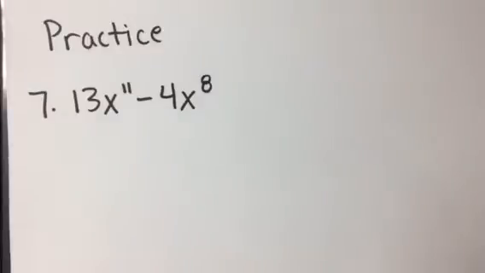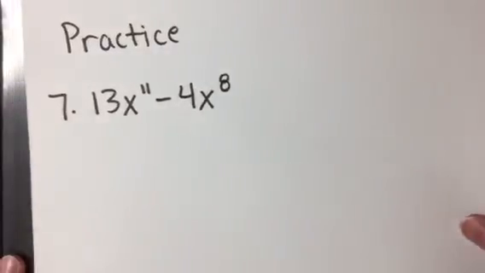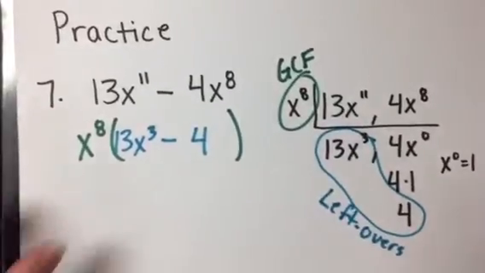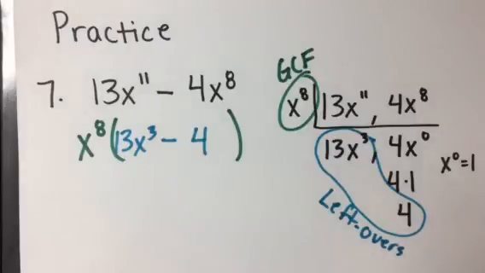Example 7. Try this one on your own. Press pause to work it out. Check your work for number 7. The answer is x to the 8th times 13x to the third minus 4.